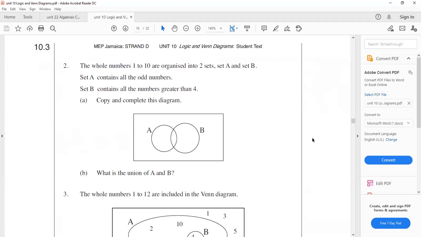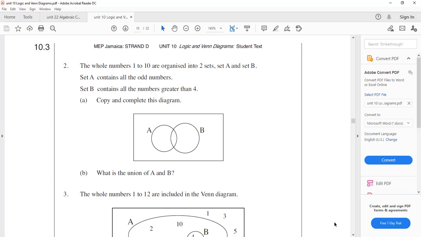All right, it says the whole numbers 1 to 10 are organized into two sets, set A and set B. Set A contains all the odd numbers, set B contains all the numbers greater than 4. And they say copy and complete this diagram. And then they say, what is the union of A and B? So we can look at that.